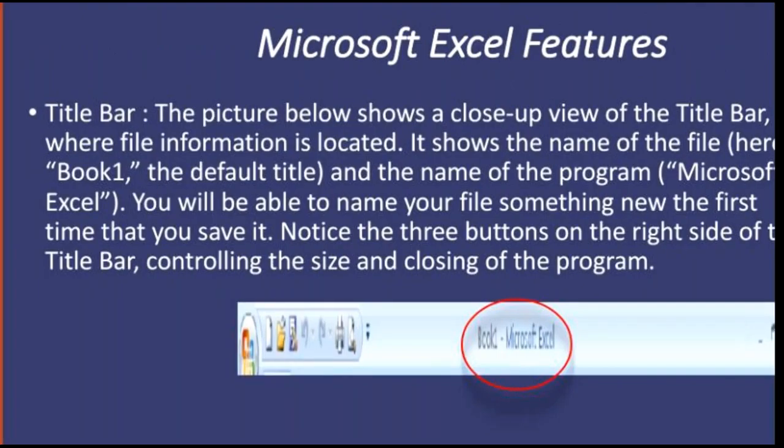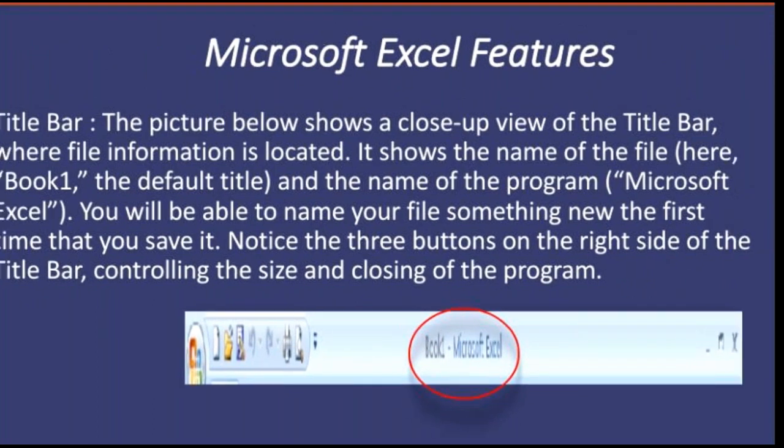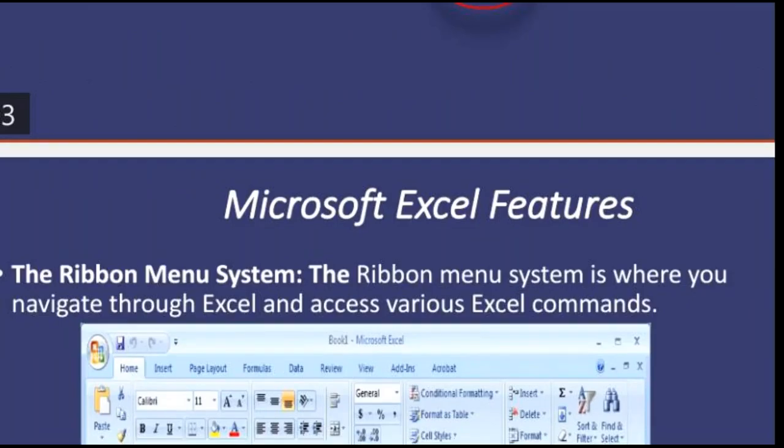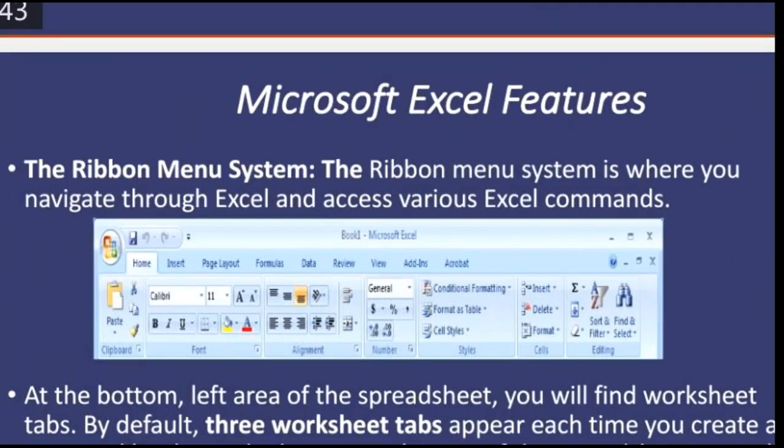Here is book one. That's the default title for the document. But if I name my document, then the name I give it will be the one that displays in that place. Now it also has a ribbon system.